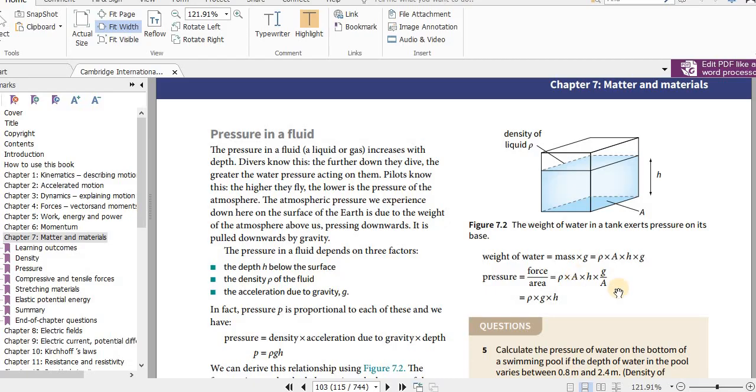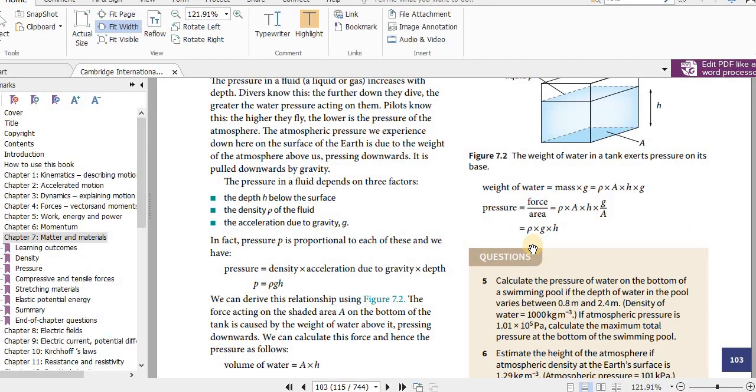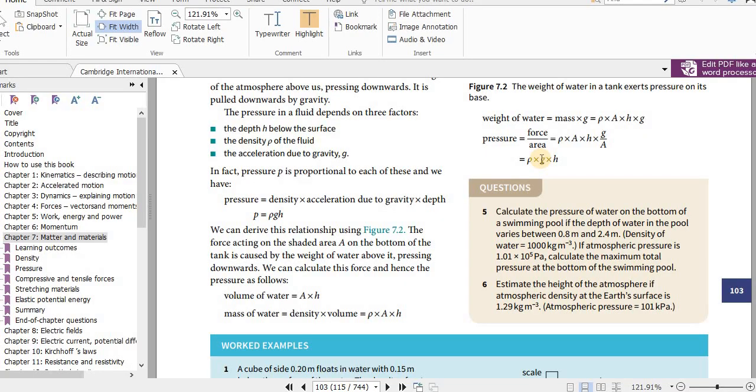Now here also we have A, here also we have A. So the A here and the A here cancel. We get pressure equals rho gh. Now that's how you get this equation. Pressure equals rho gh. You should know this. You should know the derivation, and you also should know this equation.